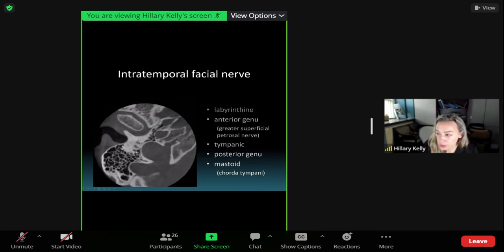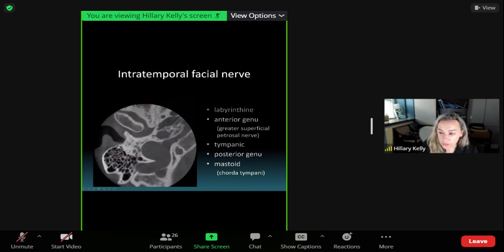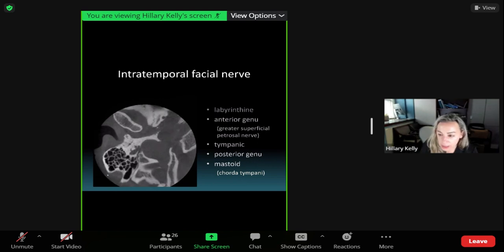On coronal images, what we're going to see, from anterior to posterior, is first the anterior genu, so that geniculate segment there, and then we'll see the labyrinthine segment medially and the tympanic segment laterally. When they split, you can see the cochlea here. It's kind of like a little snail shell, and then you have two little eyes, right? If this is your snail and your two little eyes, the medial one is your labyrinthine segment, and the lateral one is your tympanic segment, okay?